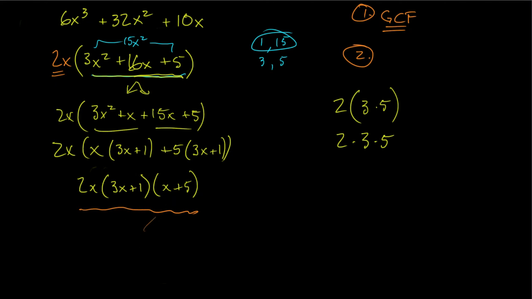Again, notice, in this expression, when I finished factoring it, I ended up with 3 factors: 2x, 3x plus 1, and x plus 5. Each of these factors is prime. I can't factor them any further. There's no greatest common factor there for me to factor out. And so this expression has been completely factored when it's written like this.